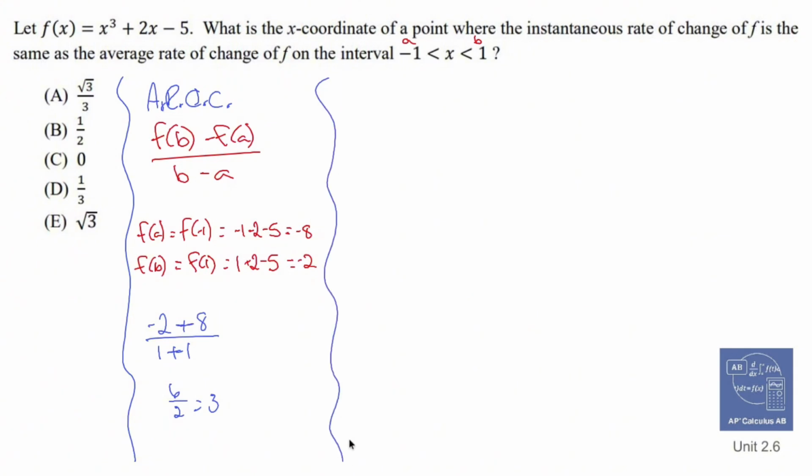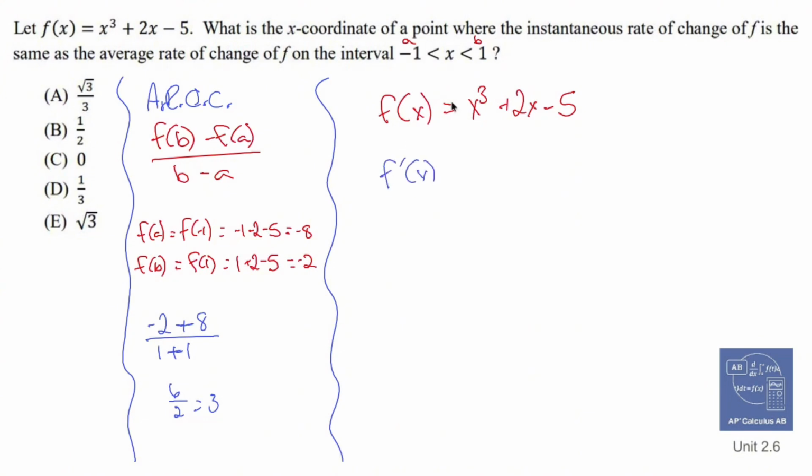All right. So what I need is to find the x-coordinate of a point where the instantaneous rate of change of f is 3. Instantaneous rate of change is the derivative. Now, I'm not going to use the definition of the derivative because I now know the power rule. So I'm just rewriting f of x equals x cubed plus 2x minus 5.